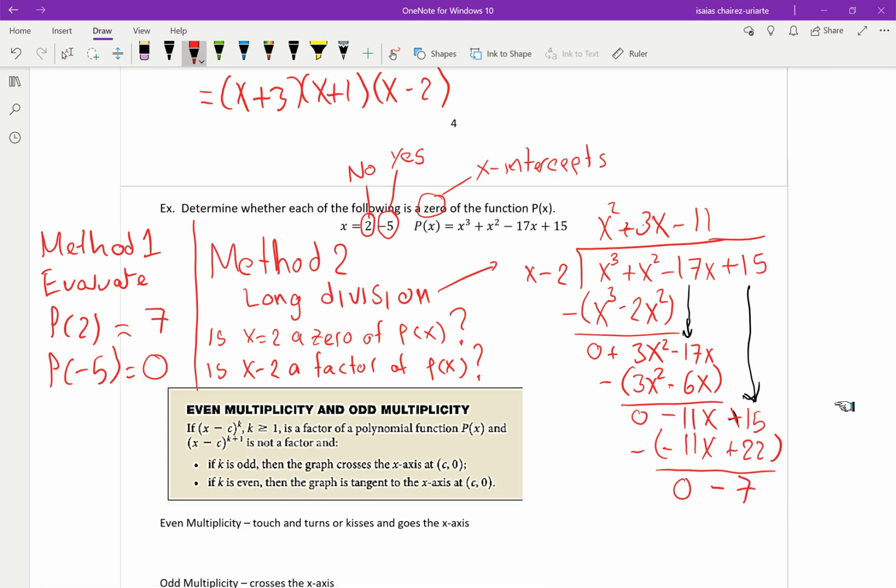Okay, this value down here is called the remainder. And if my remainder happened to be 0, then that would say that x minus 2 is a factor of my polynomial, or that x equals 2 is a 0 of my polynomial. But right now my remainder is not 0, so therefore x minus 2 is not a factor. And we already knew that. The thing up here is called the quotient.